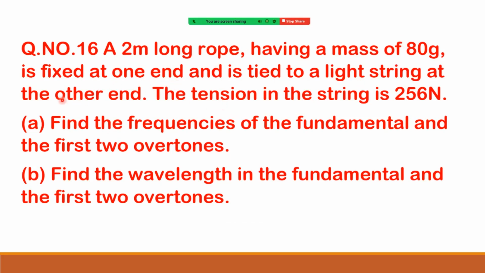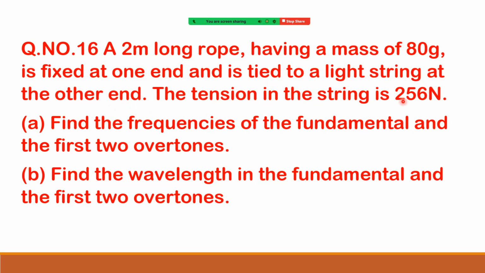Next, it is fixed at one end, and is tied to a light string at the other end. See the meaning of this. Tied to a light string at the other end means the other end is free to vibrate. It is not fixed. So the question is: one end of a string is fixed, the other end is free.